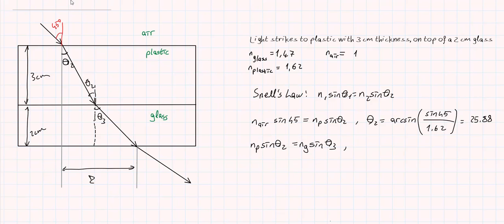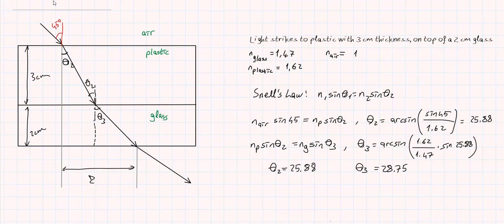Again, if I arrange, I will find theta 3 equals arc sine of 1.62 over 1.47, the refractive index of plastic over the refractive index of glass, times sine theta 2, which is sine 25.88. If I do the calculations, I will find theta 3 as 28.75. Let's say this is theta 3 and this is theta 2. Now I found the angles.